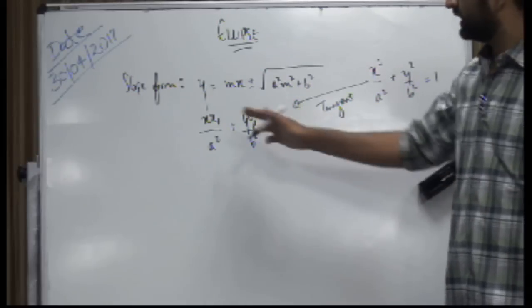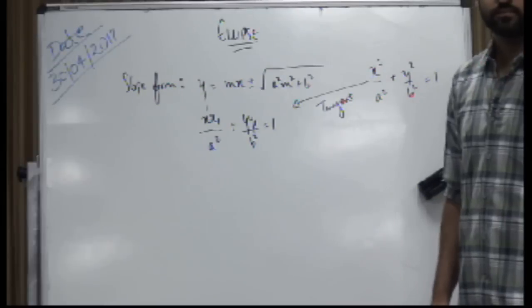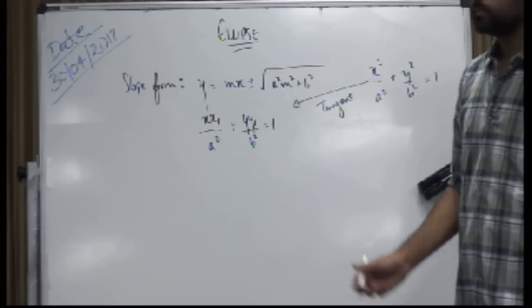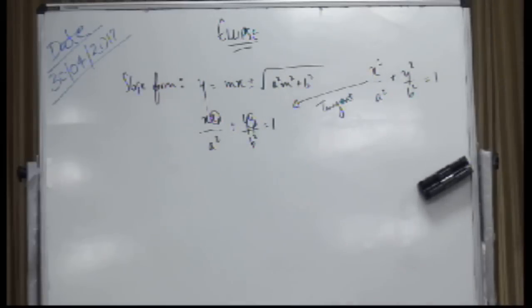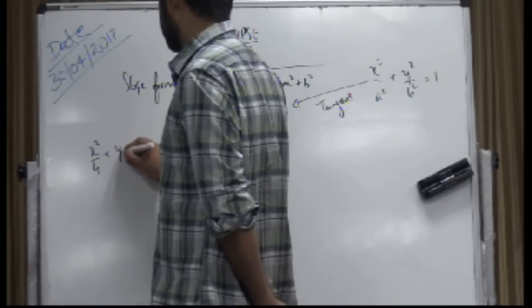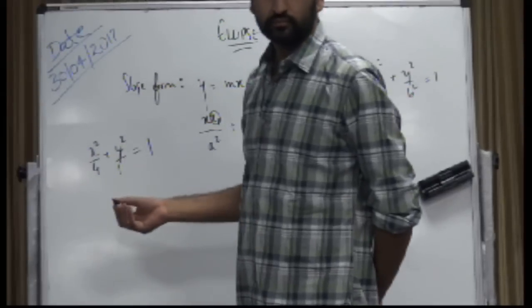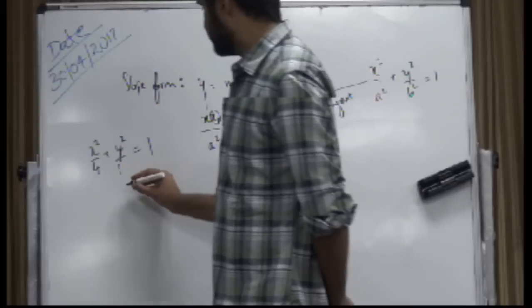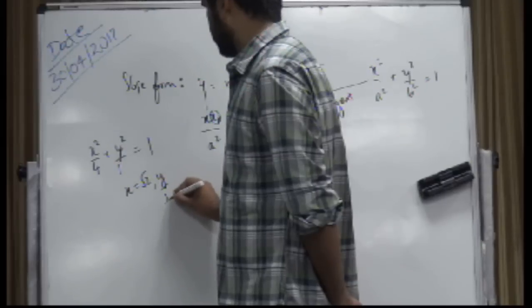x(x1) upon a square plus y(y1) upon b square is equal to 1. Okay. What are x1 and y1? Yeah, so these are the point of contact. So let's suppose the ellipse is given by x square upon 4 plus y square upon 1 is equal to 1. And the point is x is equal to root 2 and y is equal to 1 by root 2.